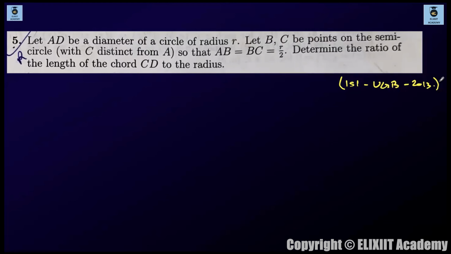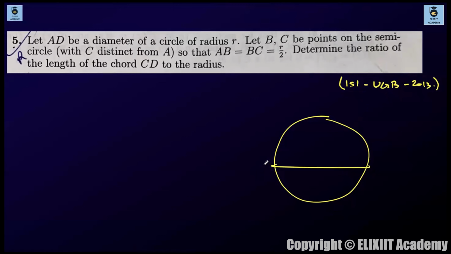First, you need to draw the diagram. Always draw the diagrams in such cases. So we have a circle, and the circle has the diameter AD. That's what they are given. The diameter of the circle is AD. We have taken the diameter to be AD.